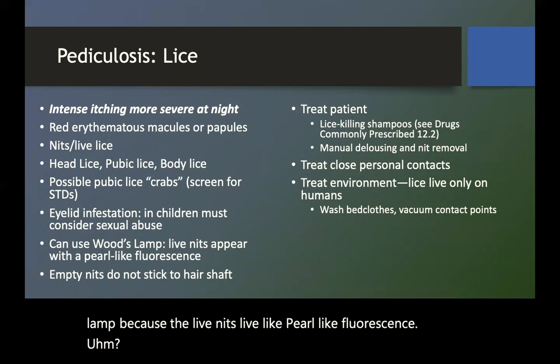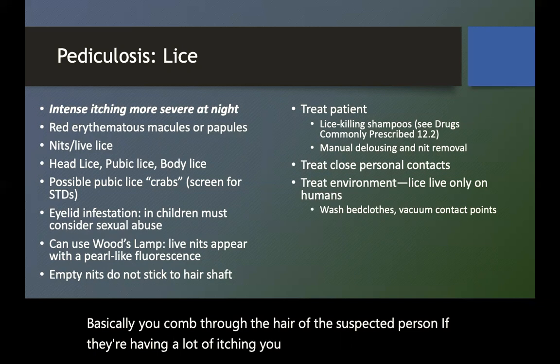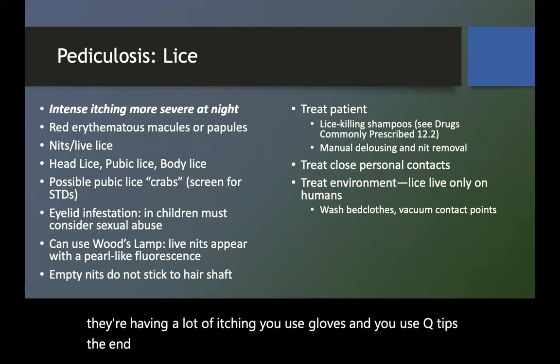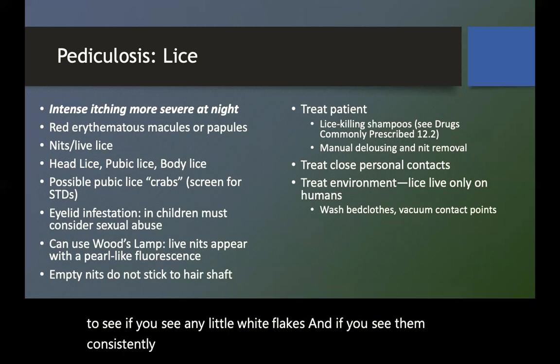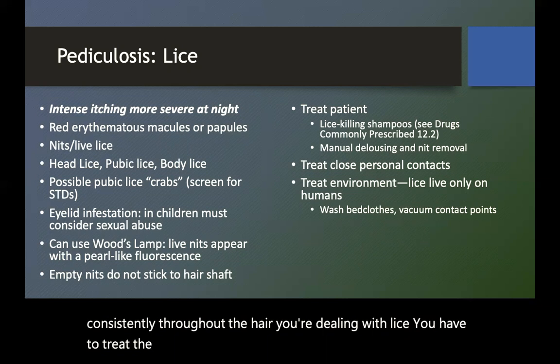Basically, you comb through the hair of the suspected person if they're having a lot of itching. You use gloves and Q-tips, like the end of a wooden Q-tip, and you separate the hair follicles just to see if you see any little white flakes. And if you see them consistently throughout the hair, you know you're dealing with lice. You have to treat the patient immediately with lice-killing shampoos, manual delousing and nit removal.